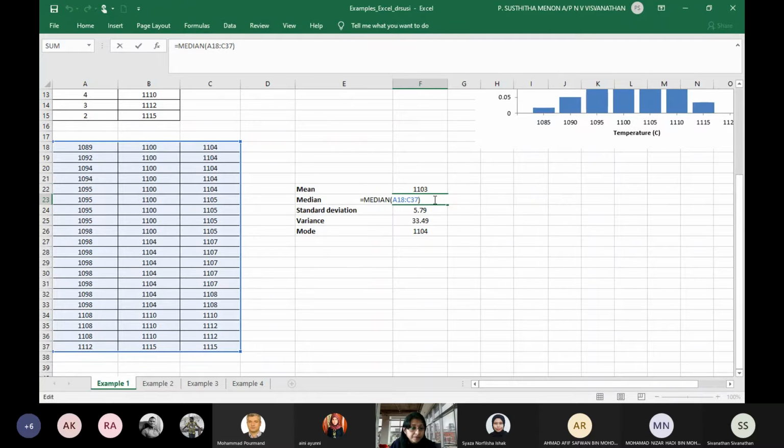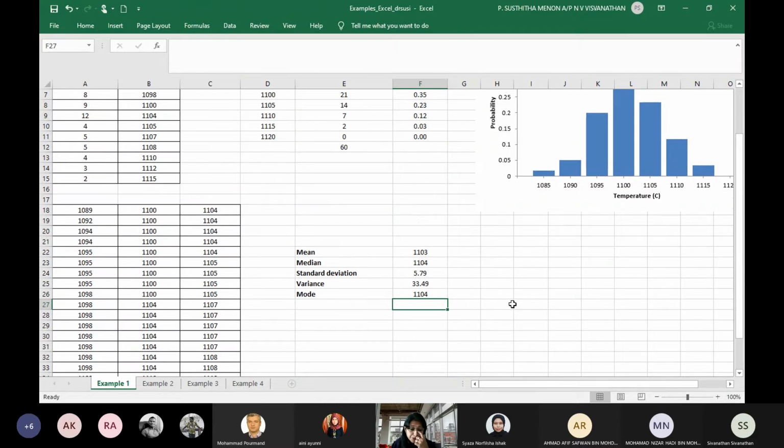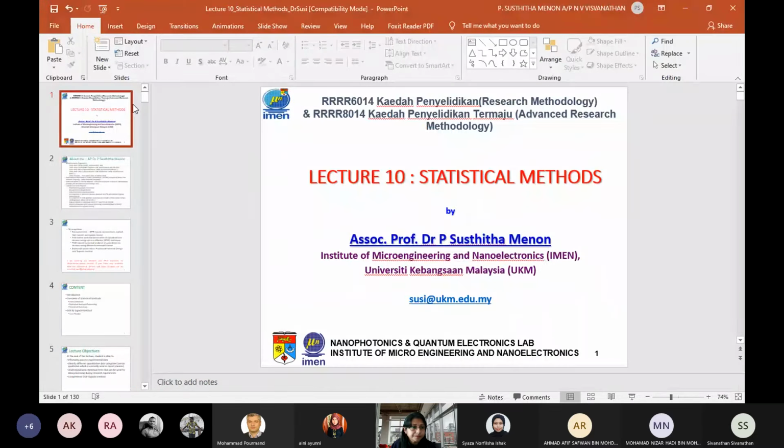And this is the median, the midpoint. This is the standard deviation, given by STDEV, and this is the variance, and this is the mode. Which number occurs the most? Which is 1104, it occurs the most. So you can do this in Excel. So I go back to my slides.